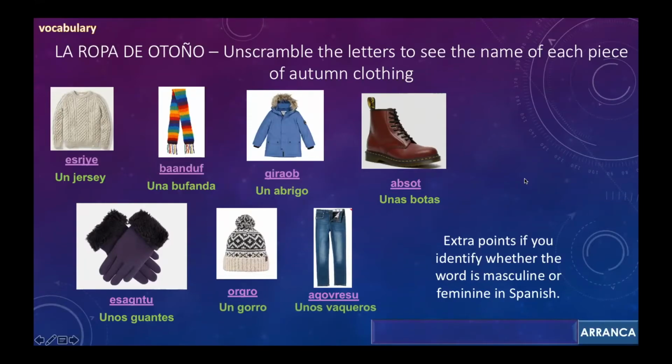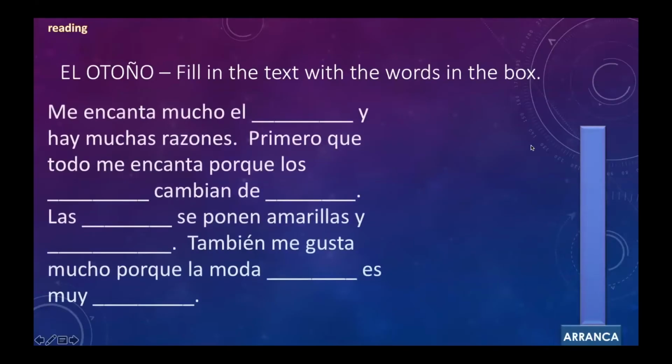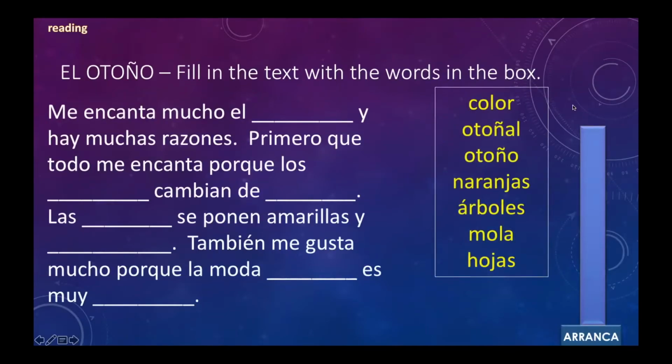Take a picture of this if you can. Take notes of these words. Or even better, come back and watch the video again so you can practice a lot more. Now then, we need to fill in the text with the words in the box. So we have this reading here and we have these words here. So we need to use the right words in the right space. Off you go.